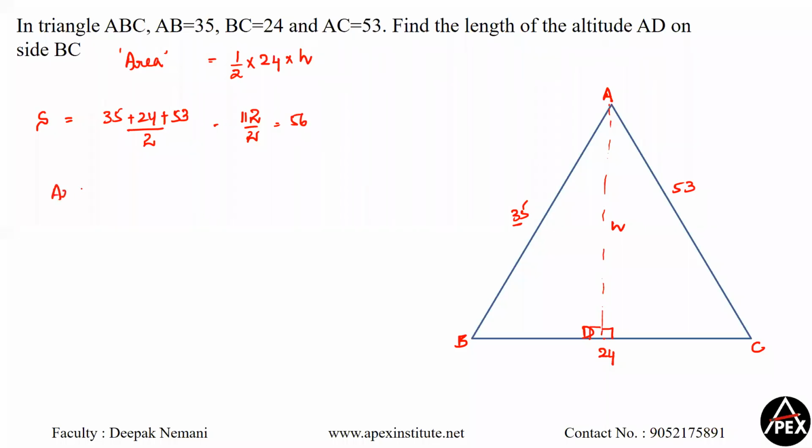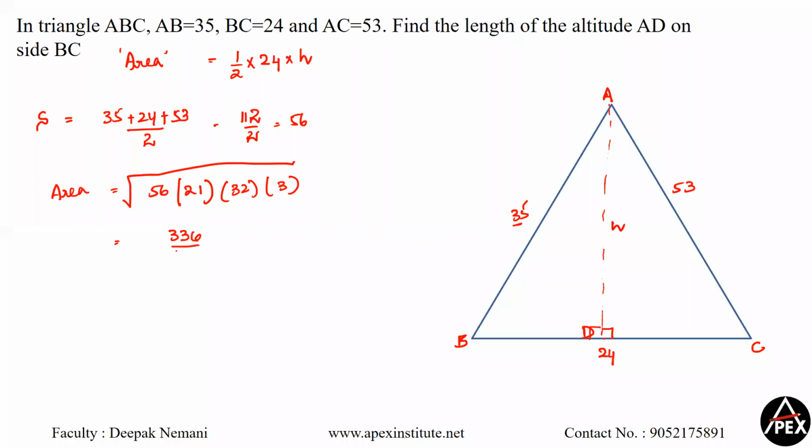Now let us calculate the area. The area is equal to under root S into S minus AB, so 56 into 56 minus 35, 21, into 56 minus 24, 32, into 56 minus 53, 3. So can someone tell me the value of this? 336. Okay, so area is equal to 336.